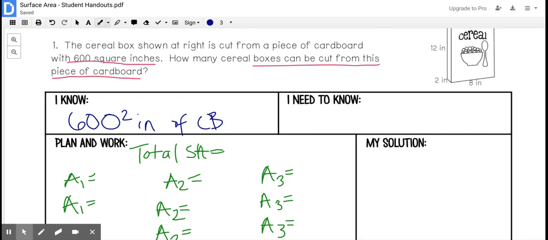And what we need to know is how many cereal boxes can be cut from this piece of cardboard. So we need to know the number of cereal boxes that can be made.